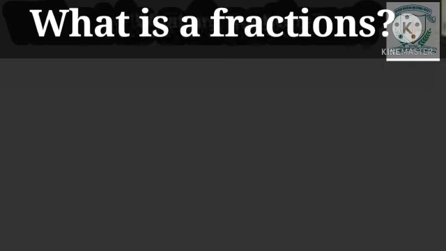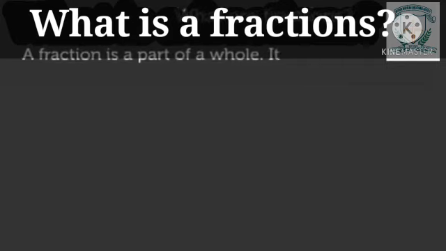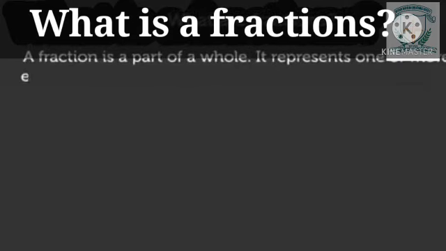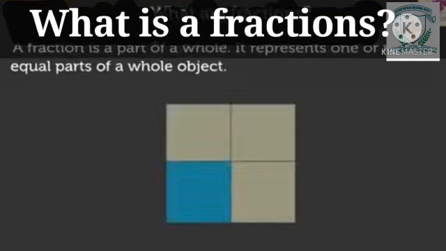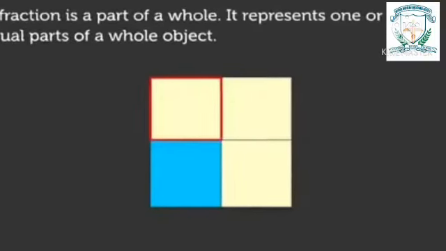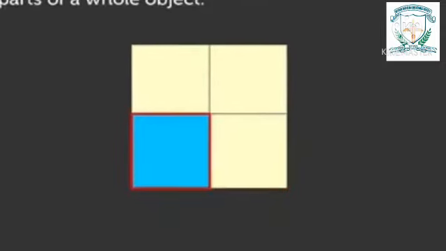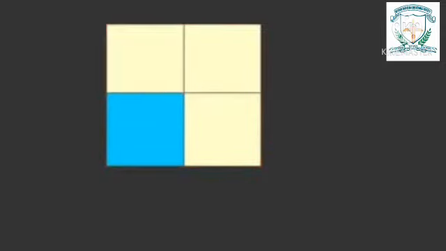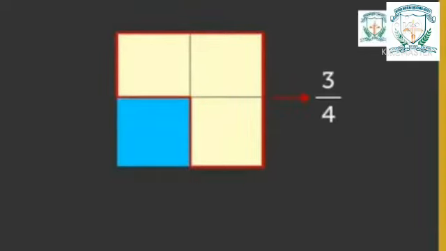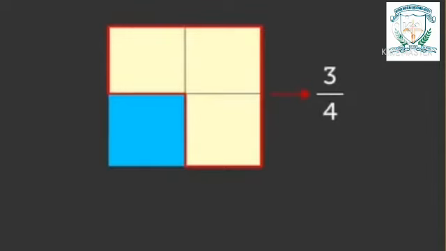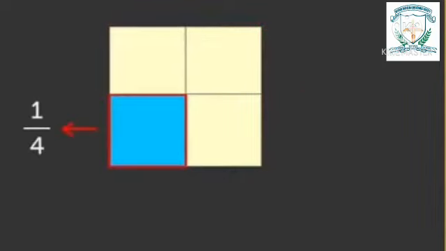So now, what is a fraction? A fraction is a part of a whole. It represents one or more equal parts of a whole object. Look at the given square. The colored parts can be represented by a fraction like this. Here, 3/4 of the square is yellow and 1/4 of the square is blue.